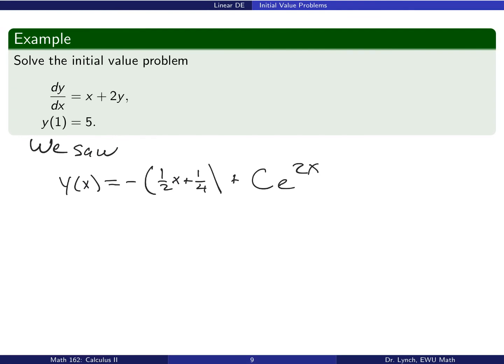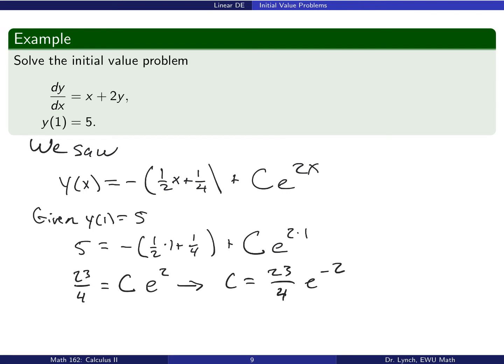y of x is minus the quantity 1/2 x plus 1/4 plus an arbitrary constant c times e to the 2x. If y is equal to 5 when x is equal to 1, we can solve for our constant c. In this case, we see that y equals 5 at x equals 1 gives the equation 5 equals minus the quantity 1/2 plus 1/4, all plus a constant times e to the 2. We can solve that for this constant c as 23/4 times e to the minus 2.